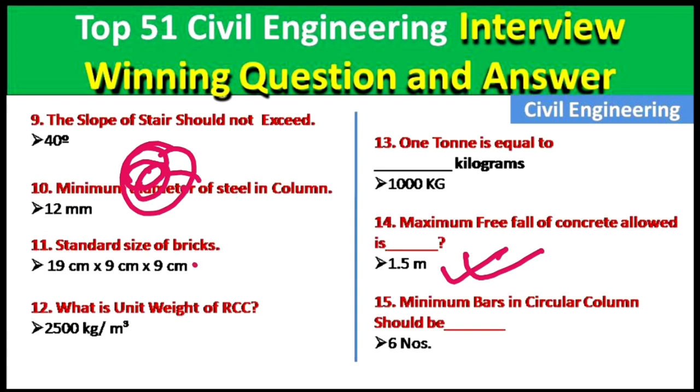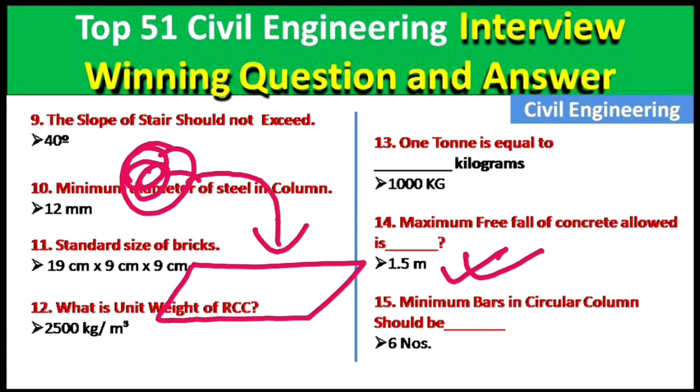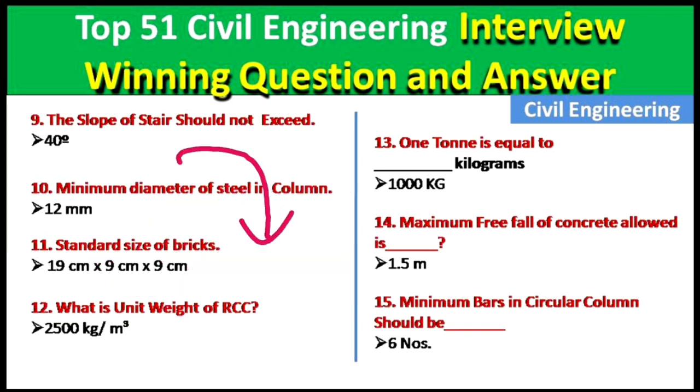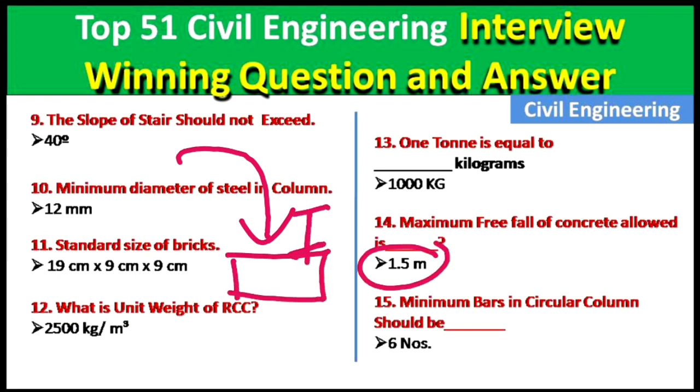Okay, now we have to prepare a slab and we have to cast this concrete on this slab. So the maximum free fall when we pour concrete should be not more than 1.5 meter. We should not pour the concrete on the floor from a distance of more than 1.5 meter.